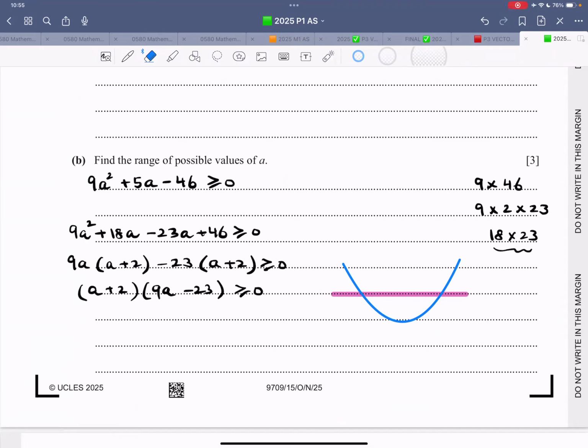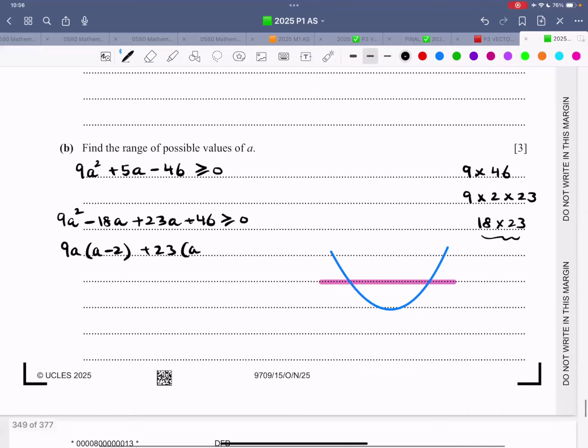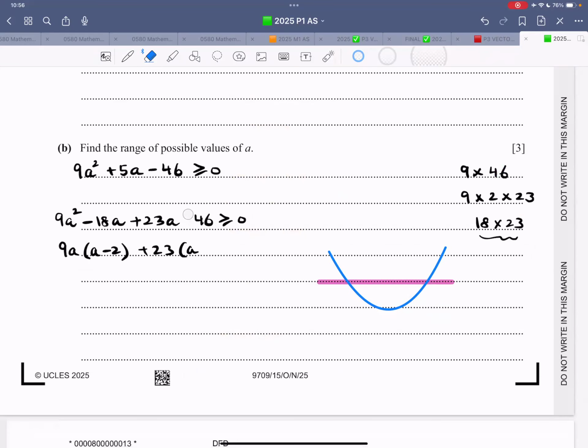So now plus 5a. So I need to change this. Okay, let me just remove this. So now this is minus. This is plus. Now it's all good. 9a, a minus 2 plus 23a. This is 23 and this is 18. So this is minus 46 or plus 46. This is minus 46. Correct myself. And this is minus. So 9a common, a minus 2, 23 common, a minus 2 is greater than or equal to 0, a minus 2.